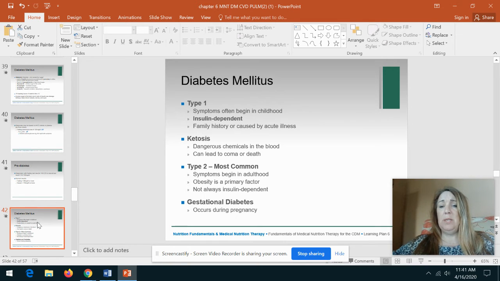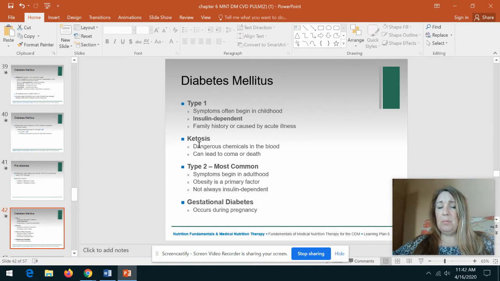We have type 1 diabetes, which is typically seen in younger children, adolescents, and young adults, usually under the age of 40. This is insulin dependent. So the beta cells in the pancreas stop making insulin completely. And this is typically caused by some sort of rapid onset of fever, acute illness. It's an autoimmune disease, and these individuals need insulin to live.